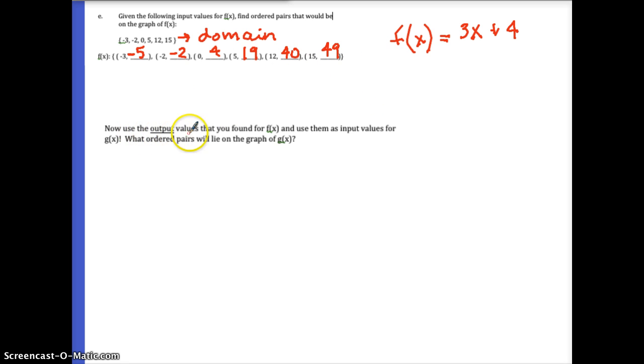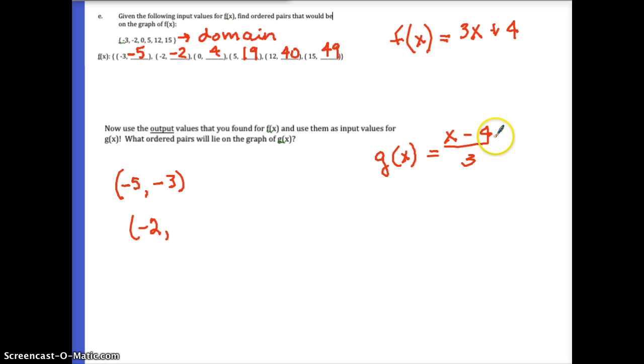Now, use the output values that you found for f of x, so these ones, and use them as input values for g of x. So let's see, once again, g of x, I need to remember this, was x minus 4 over 3. Okay, so let's do this. So if we plug in negative 5 for x, that's going to give us negative 9 divided by 3, which is negative 3. If we plug in the negative 2, that's going to give us negative 6 divided by 3, which is negative 2. If we plug in a 4, that's going to give us a 0.